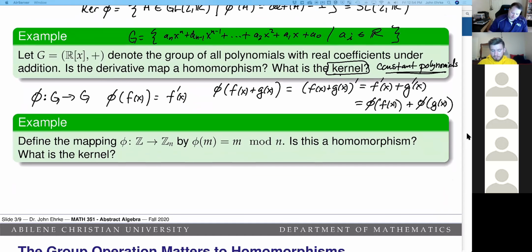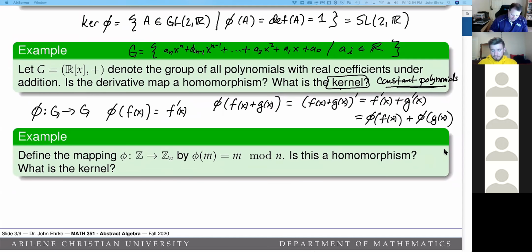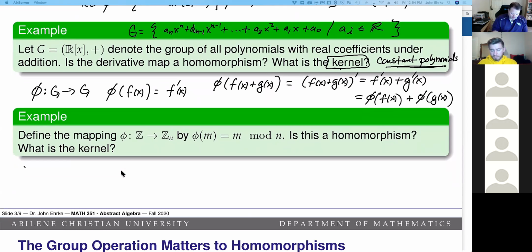All right, our final example, just to get you familiar with the concept. I'm going to define a mapping from the integers into the integers mod n by doing the mod n operation. So we're basically asking, is the mod n operation that we're used to a homomorphism? And if so, what is the kernel of that homomorphism? So we'll start with asking, is it a homomorphism? Take two integers, a and b, add them together. Because remember, this is an additive group. Both of these are additive groups.